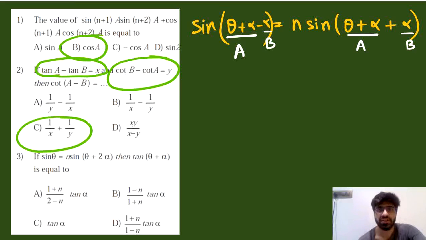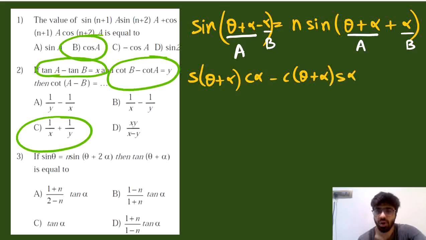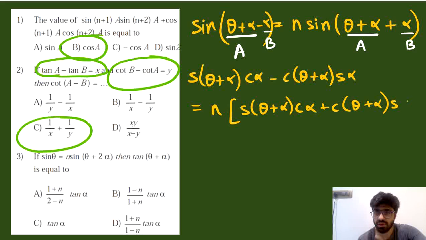Okay, so on the left hand side, when you make an expansion of sine A minus B, which is sine A cos B minus cos A sine B, this would be sine of theta plus alpha into cos alpha minus cos of theta plus alpha into sin alpha. On the right hand side it will be n times sin of theta plus alpha into cos alpha plus cos of theta plus alpha into sin alpha.